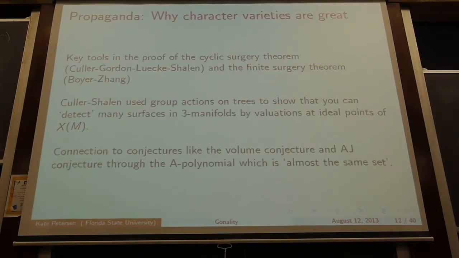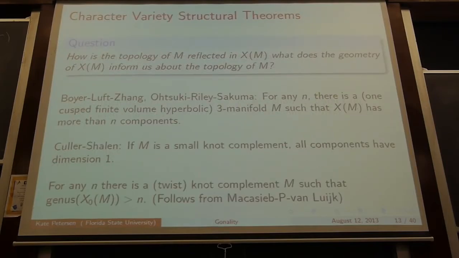So Culler and Shalen have this whole machinery that part of it looks at valuations of these points at infinity. And these valuations tell you a lot about the manifold. They tell you about surfaces in the manifold and splittings of the fundamental group. So the character varieties can already tell quite a bit about the manifold just by looking at points at infinity. And people will talk about the last one for sure.